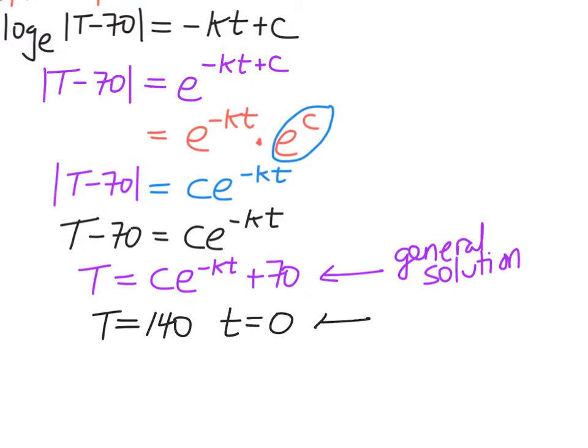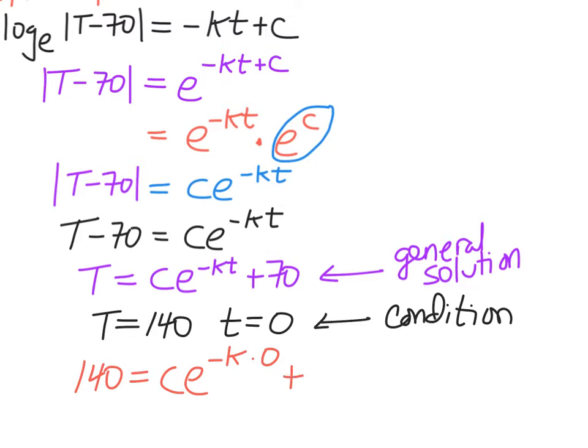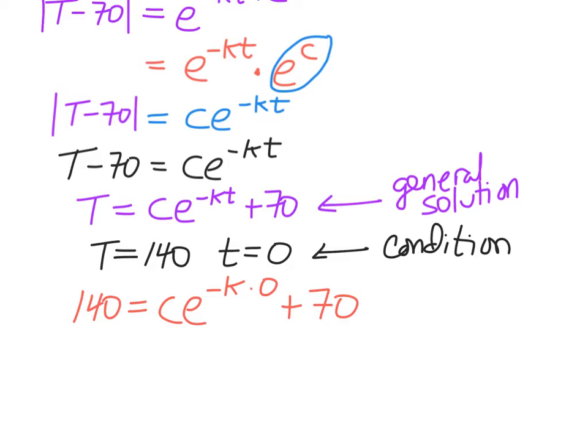All right, so this is a condition. All right, so 140 would be equal to c e to the negative k times 0 plus 70. What's e to the negative k times 0 going to be equal to? 1. So this is really saying 140 equals c plus 70. So what's c? 70.